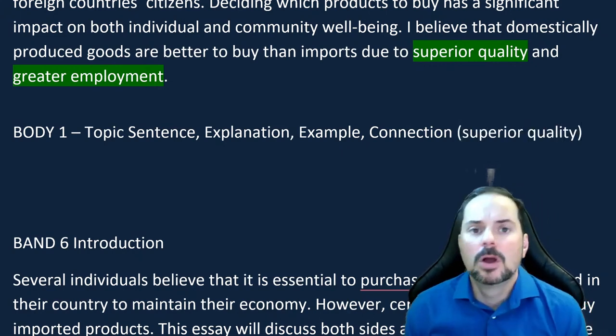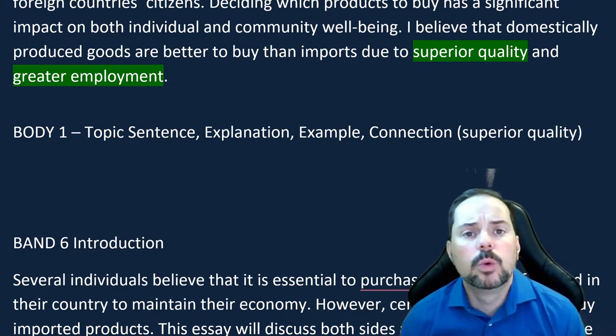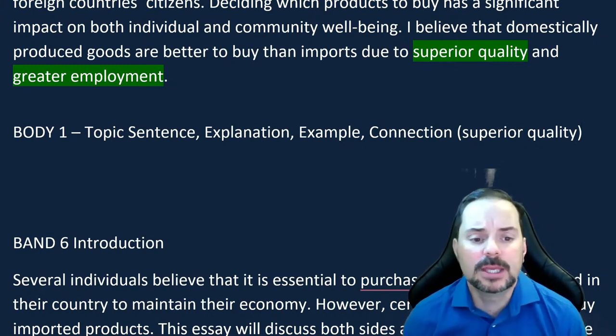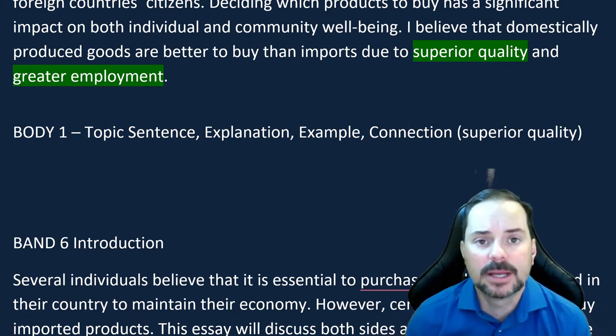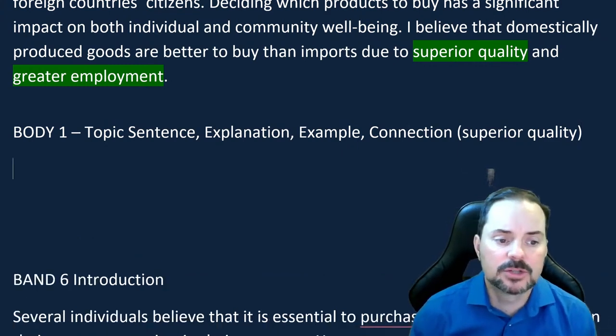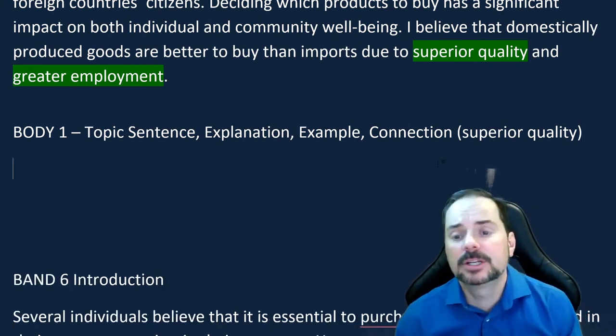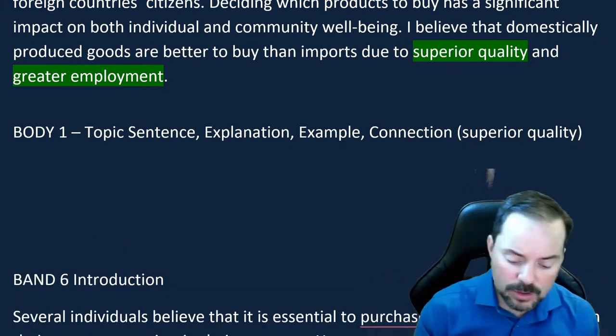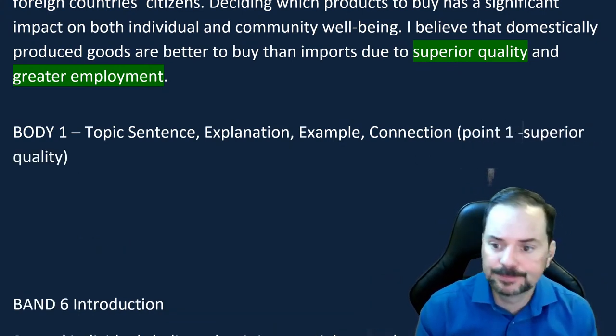Okay, all right. What does superior quality mean? Let's have a topic sentence about that. A topic sentence is a deeper definition of your point 1.